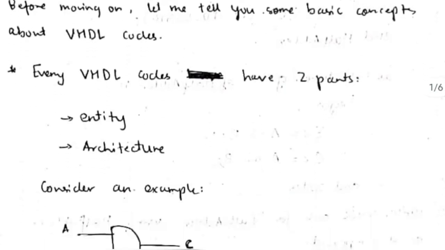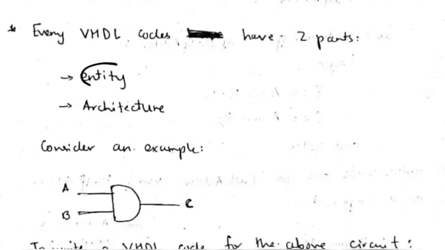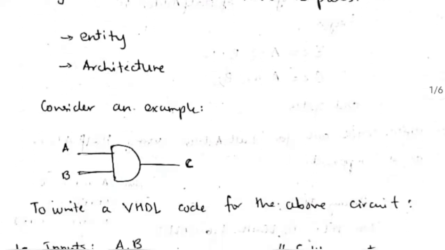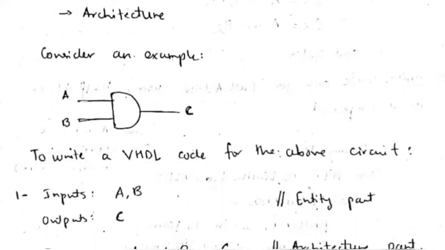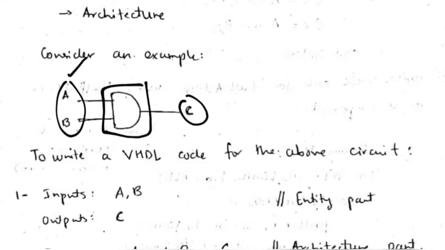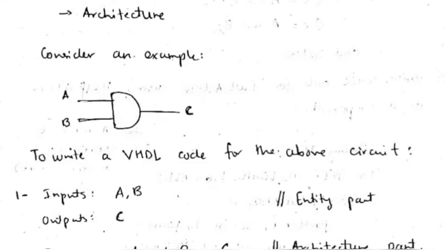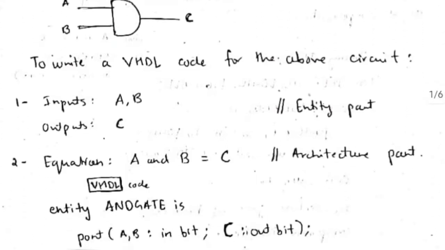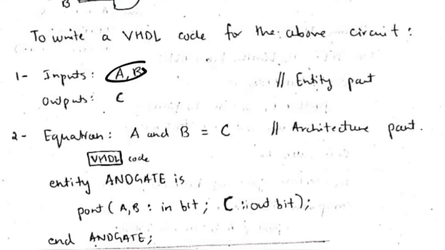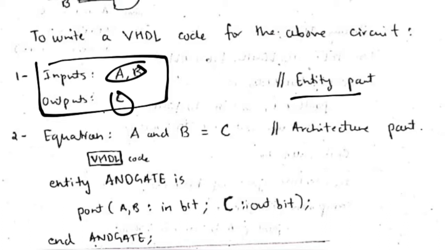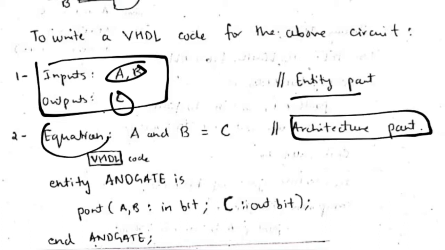Every VHDL code has two parts, which is entity and architecture. Now what are these? We'll be understanding by using an example. Consider this example here. These are the inputs A and B and C is the output, and this is the AND gate used. For writing VHDL code you need to know what are the inputs and what are the outputs. So the inputs are A and B, output is C. First mention this, that's the entity part. Inside the entity you will mention that, and the architecture part will be what is the equation of this.